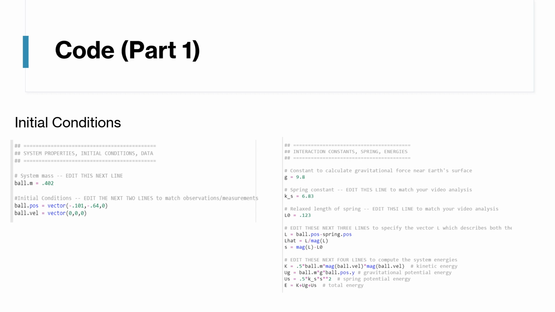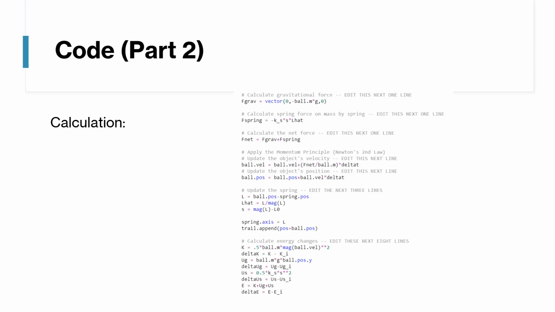Finally, we are going to be taking the kinetic energy, 0.5 times the ball's mass times the velocity squared, along with the potential energy of gravity, which is the ball's mass times gravity times the ball position in the y direction, and the spring potential energy, which is 0.5 times Ks times S squared. Lastly, we're going to be using the energy, which is all of these things added up.